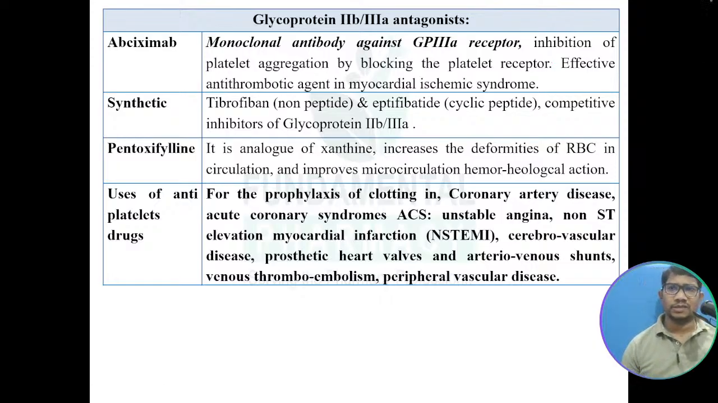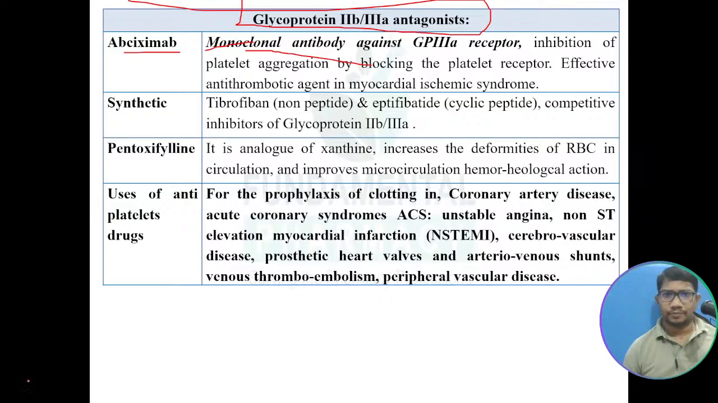This is a collagen receptor present on the platelets, known as a glycoprotein 2b3a receptor, GP2b3a receptor. So example is abciximab. It is a क्या है? It is a monoclonal antibody. Abciximab is a monoclonal antibody against the GP2b3a receptor.